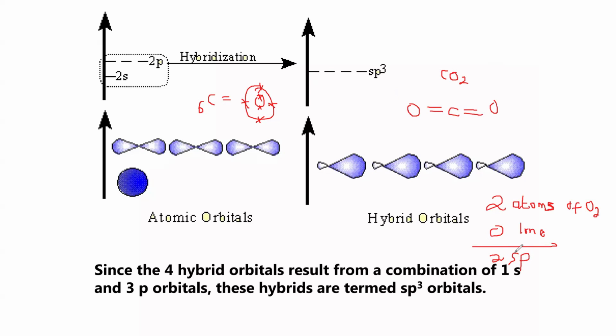This is how you do it for any compound. You just look at the central atom, count the number of atoms that are directly attached to it, sum them together, and then you get the hybridization.